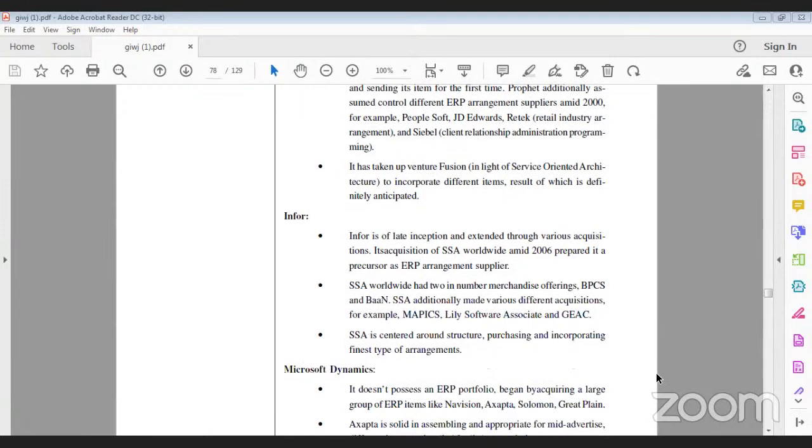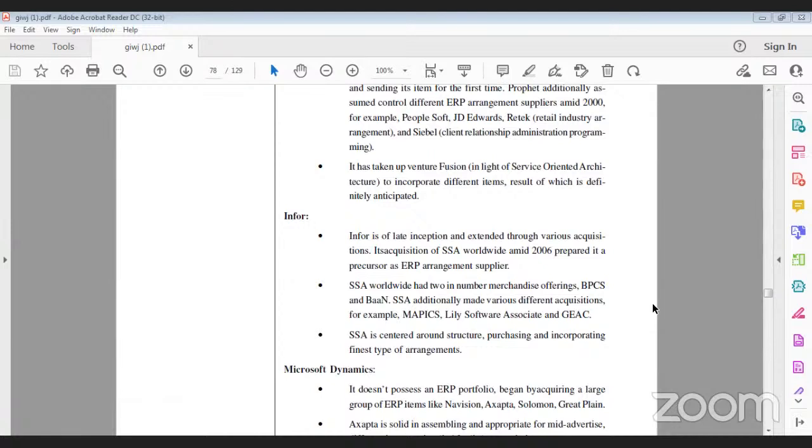Then there is Microsoft Dynamics. It does not possess an ERP portfolio of its own; it began by acquiring a large group of ERP products like Navision, then Axapta, then Solomon and Great Plains, etc. Axapta is solid in manufacturing and appropriate for the mid-market. Other products are meant for small organizations.